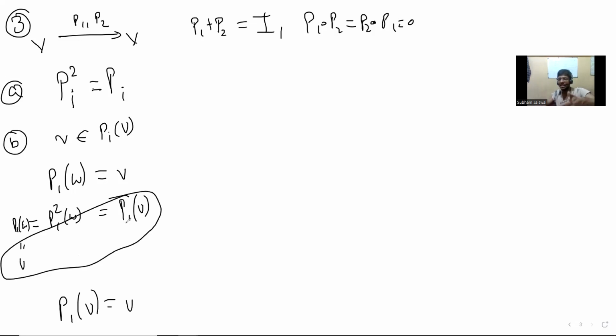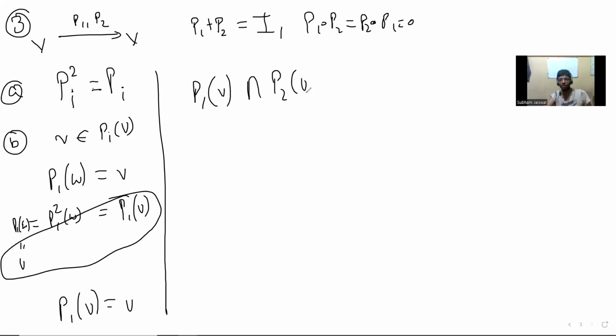So anything in the image does not move. That's it. And it's very simple, right? So then that's the thing. And then in the end we just want to show that the image of P1 and the image of P2 have nothing in common. Well, P2 is really the complement map.